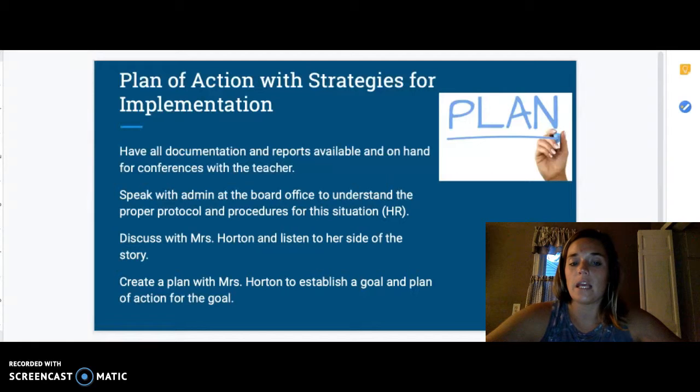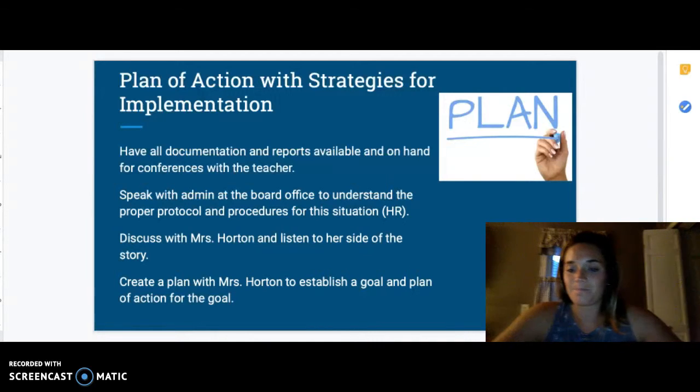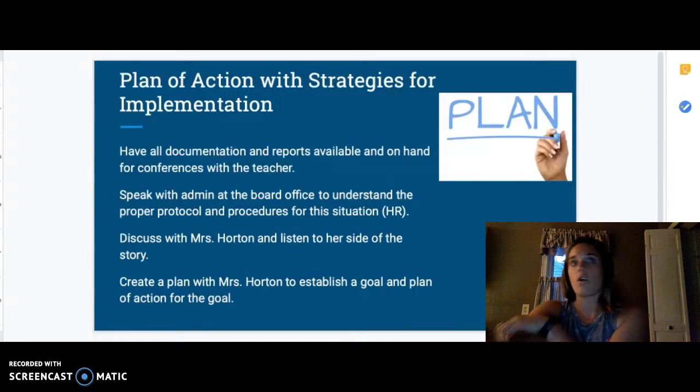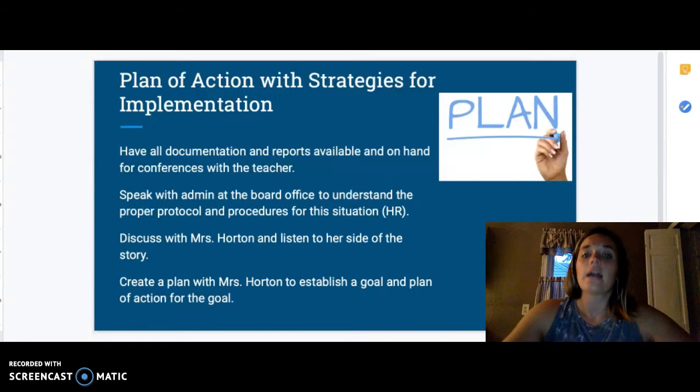Another thing would be speaking with the administrators at the board office. Sometimes situations like these can get a little bit murky. So understanding what the proper protocol is, not only for Mrs. Horton and the school, but also when the parents are getting involved and when the parents are unhappy, what are things that we could do to help them combat their attitude right now. So talking to the proper people, like people in HR at the district office.